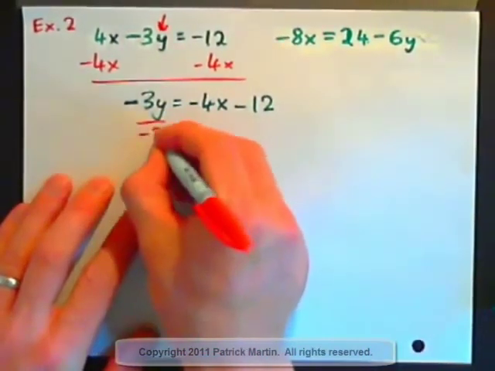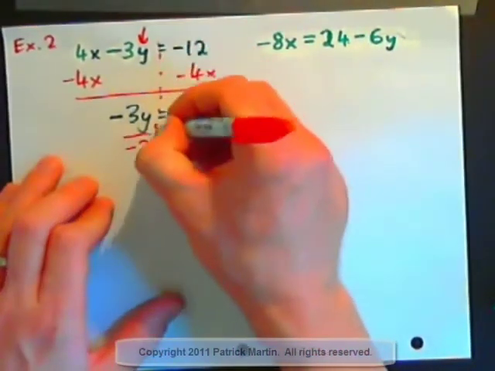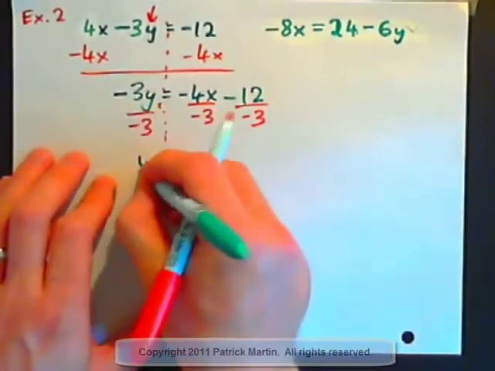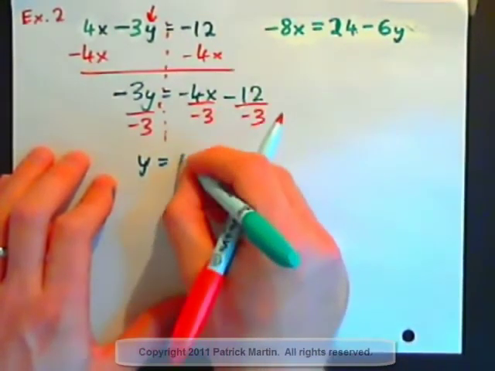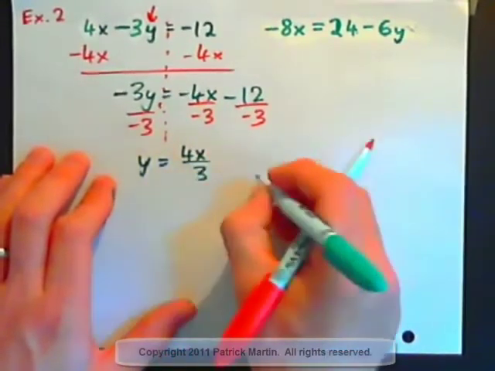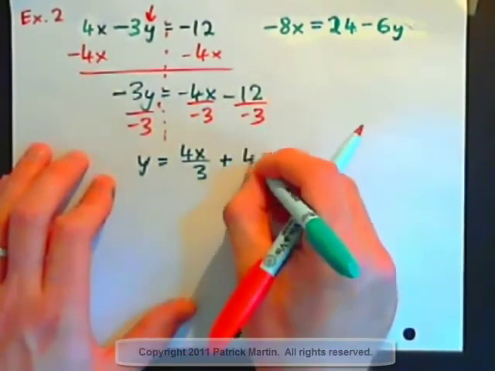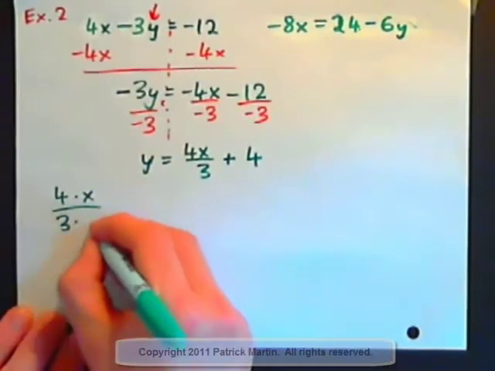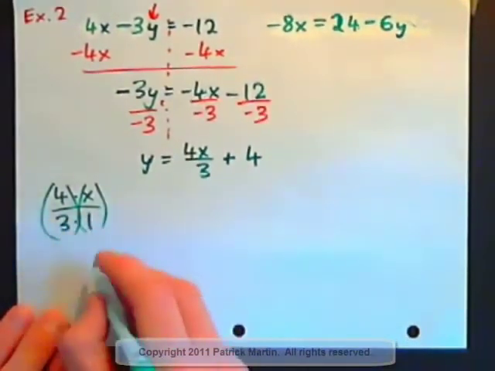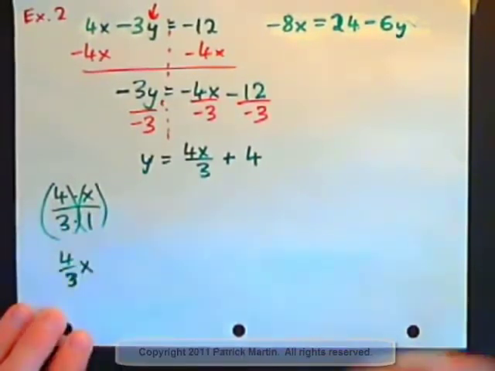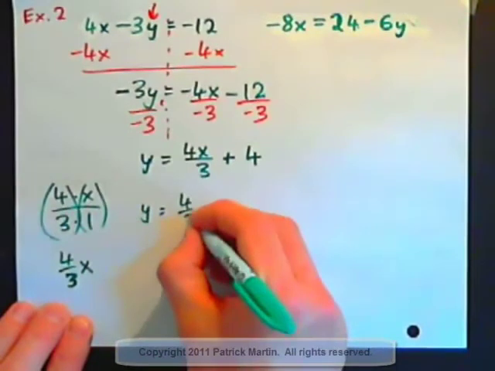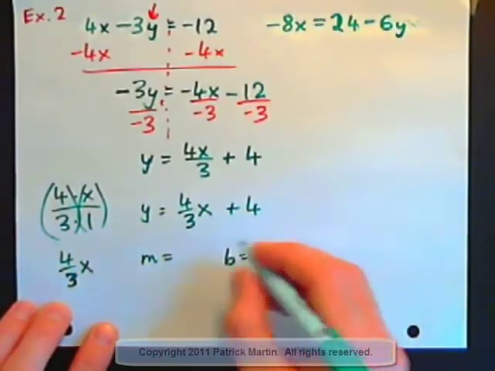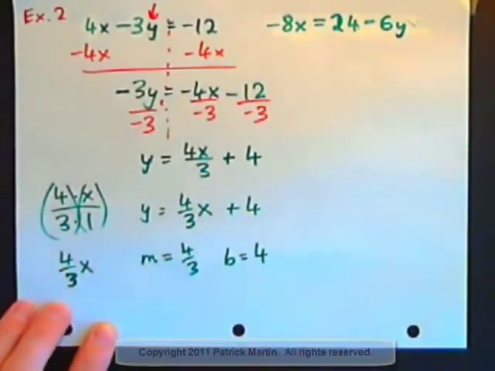And now to get y by itself, I need to divide by negative 3. But if I divide the left-hand side of the equation by negative 3, I must divide the right by negative 3, so I can divide everywhere by negative 3, and get positive y equals negative over negative, positive, 4x over 3, and then negative over negative is positive 4. And 4x over 3, of course, is the same thing as 4 times x over 3 times 1, or 4 thirds times x over 1, or 4 thirds times x. It's the same thing, right? So we can write y equals 4 thirds times x plus 4, and I can give my slope and my y-intercept for this line. Slope is 4 thirds, y-intercept is 4.